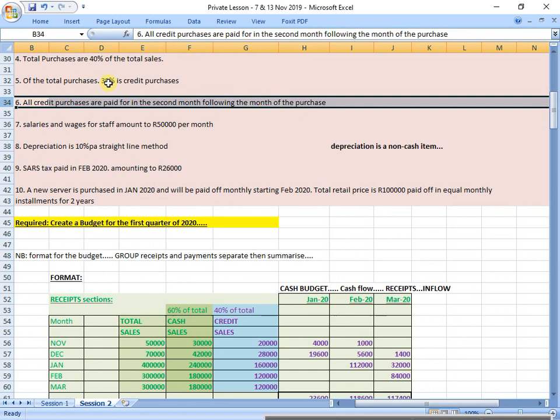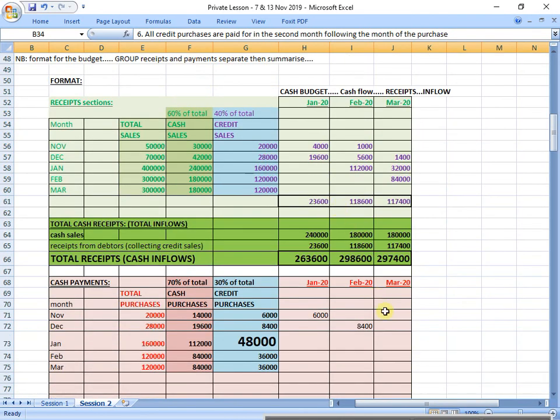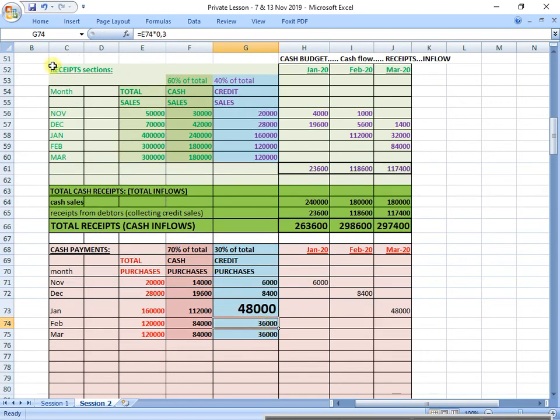All the credit purchases are paid for in the second month following the month of the purchase. When did I purchase? January. When do I pay? Second month. What's the second month after January? March. That's when I pay 48. Make sense?